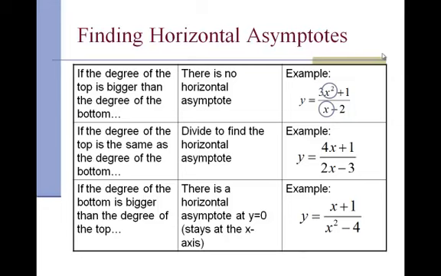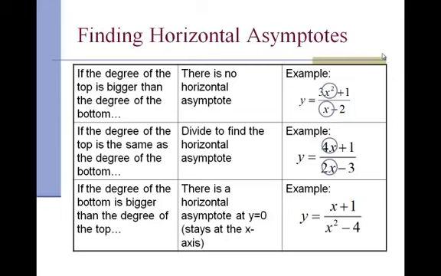In the middle of our chart, it says if the degree of the top is the same as the degree of the bottom, then we divide to find where the horizontal asymptote is. In this example, we have a regular x on the top, a regular x on the bottom. They're the same power of x, so I would divide the numbers in front of them. 4 divided by 2 is 2, so the horizontal asymptote would be at y equals 2. On the third part of our box, it says if the degree of the bottom is bigger than the degree of the top, then there is a horizontal asymptote at y equals 0, and this is also known as the x-axis.